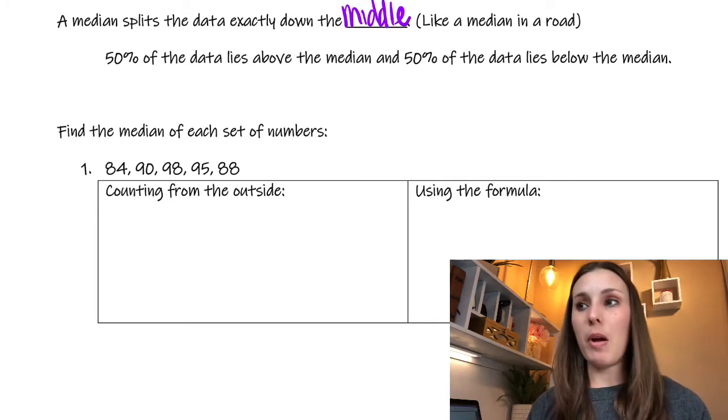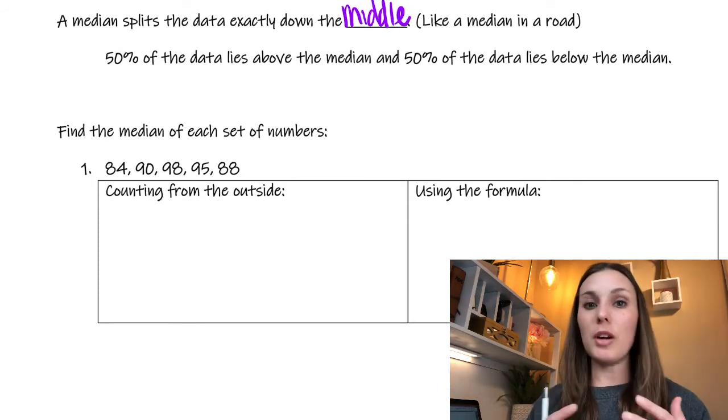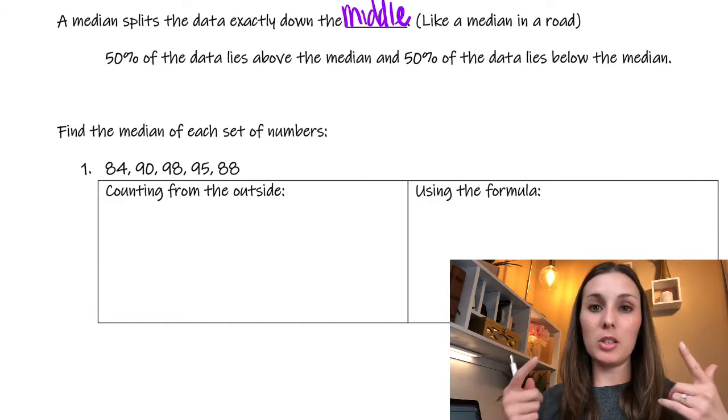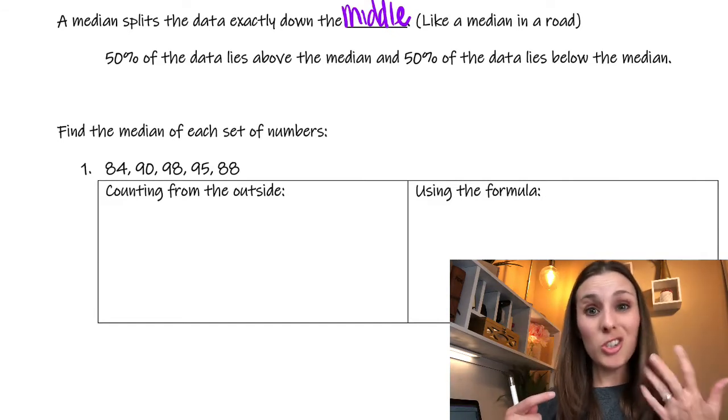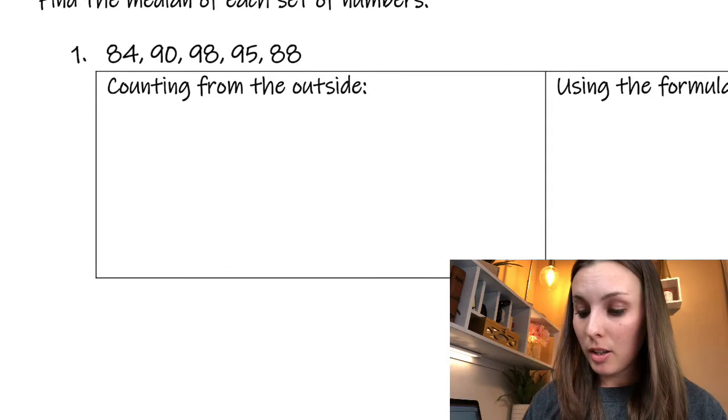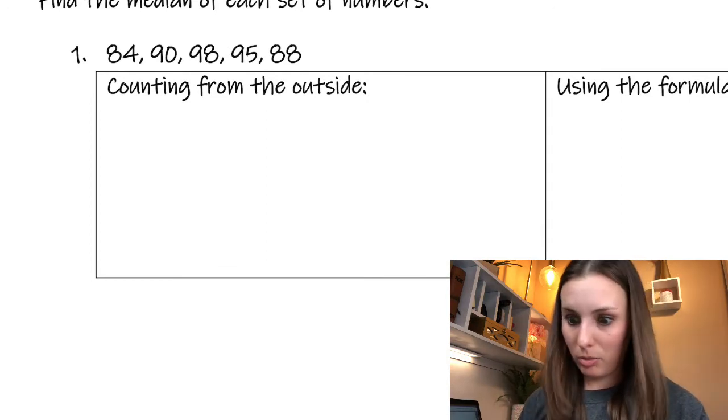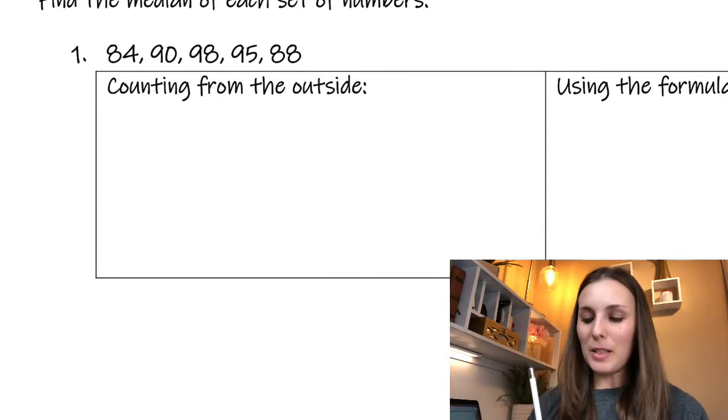That's one thing I like about mathematics: there's not always just one way to do it. There's several ways, and whatever way makes sense to you in your mind, you should do it that way. Unless your teacher says you can't, and then don't. Okay, so we're finding the median.